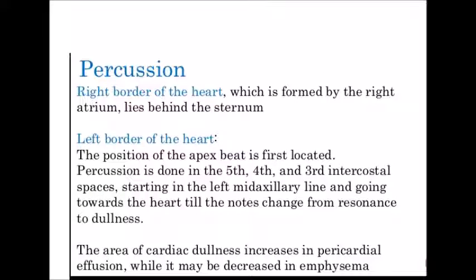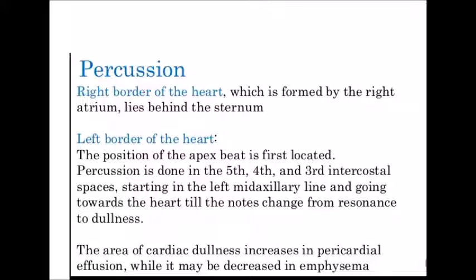The right border of the heart, which is formed by the right atrium, lies behind the sternum. For the left border of the heart, the position of the apex beat is first located. Then percussion is done in the fifth, fourth and third intercostal space, starting on the left mid-axillary line and going towards the heart till the note changes from resonance to dull. The area of cardiac dullness increases in pericardial effusion, while it may be decreased in emphysema.